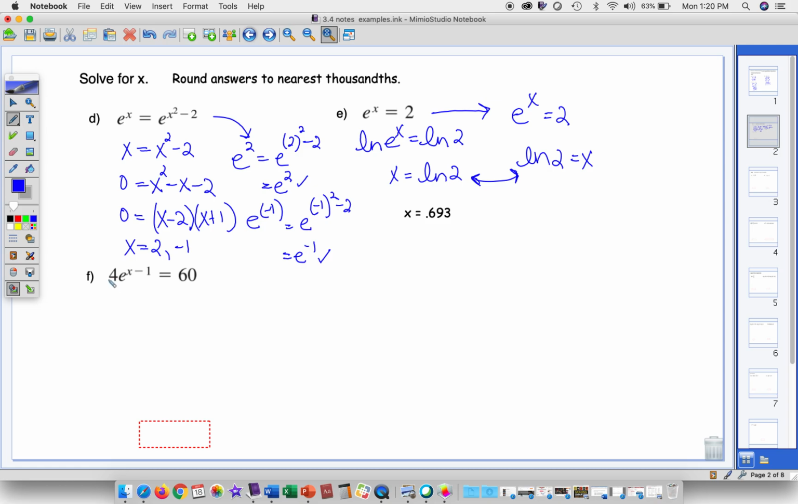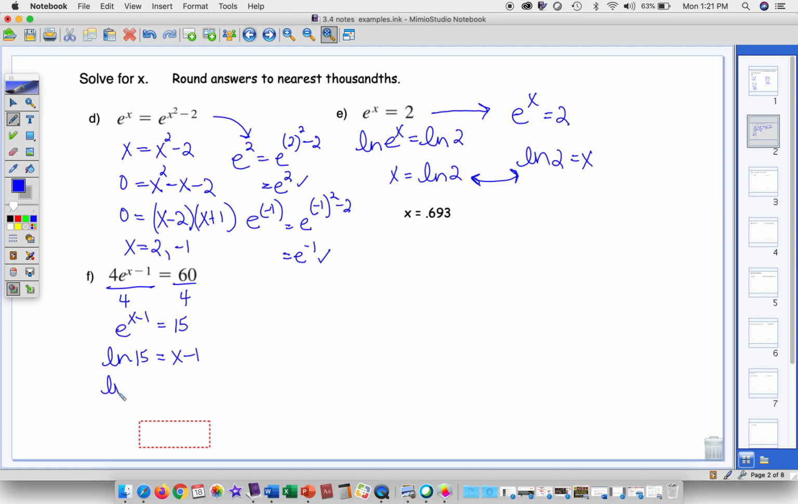Okay, here we have 4 times e to the x minus 1. So the first thing we need to do, we want to get it into that exponential form, so we have to get rid of this 4. And since this is a product, we're going to divide. So I'm dividing both sides. So I have e to the x minus 1 is equal to 15. Now I have exponential form. I have a base to a power equal to something else. So now I can go into my log form. So it's the natural log of 15 equals my exponent.